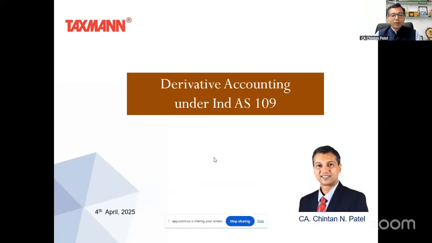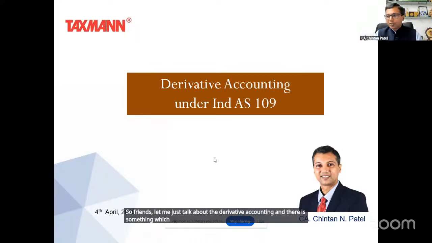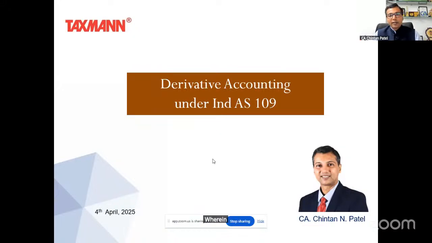So friends, when we talk about derivative accounting, there is something very crucial, particularly in today's scenario, when we have all experienced the recent debacle with respect to IndusInd Bank, wherein approximately 2,000 crore of discrepancy in derivative accounting was observed.